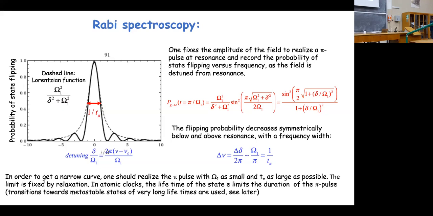As long as possible in time. Of course, you are limited by the lifetime of the excited state. So what you need to do is to use a condition which has the longest possible lifetime. For example, a metastable state, which decays very, very slowly. You have atoms which are not prone to leave the excited state, which may have a lifetime in the range of minutes, seconds.